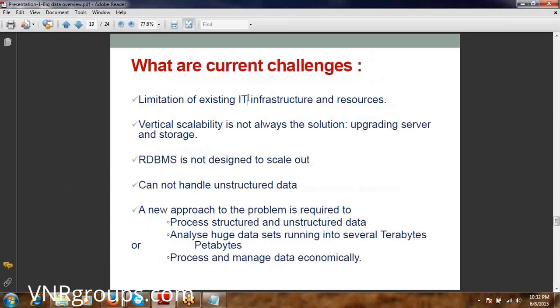What are the current challenges which are there? We have huge amount of data that needs to be analyzed, but we have less resources. Always vertical scalability is not the solution.